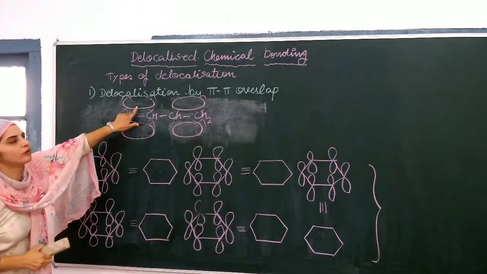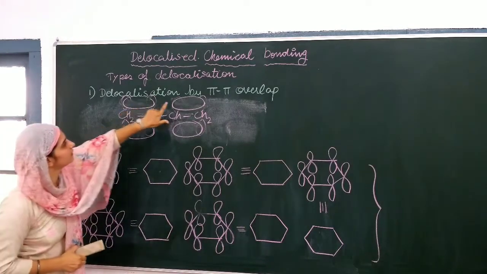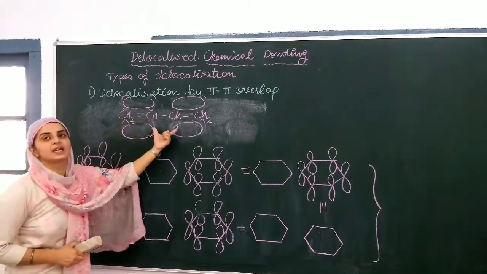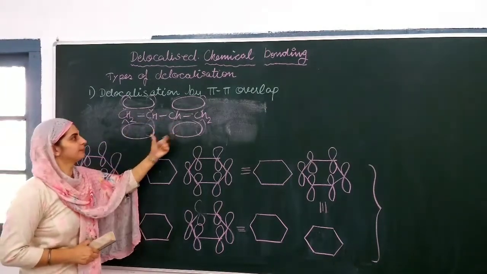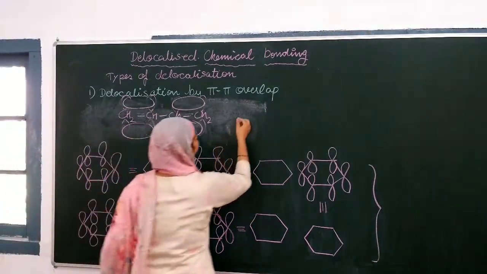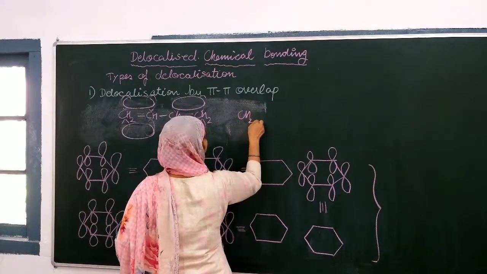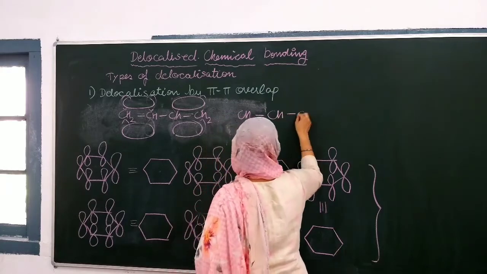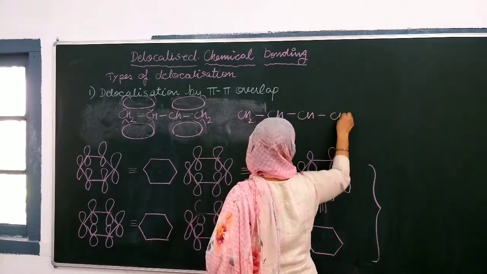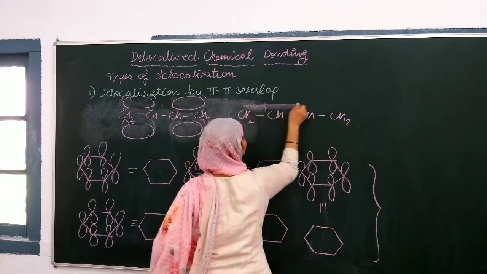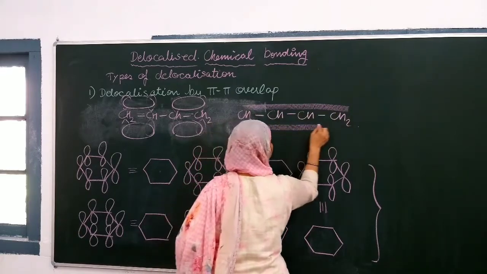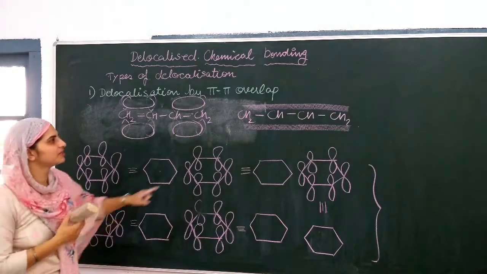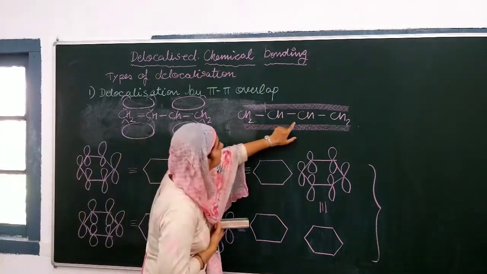Now this pi orbital will overlap with this pi orbital, and the condition is they must be in conjugation with each other. So we can also represent it this way, by showing the delocalization over all the carbon atoms. So the electrons are distributed over all the carbon atoms.